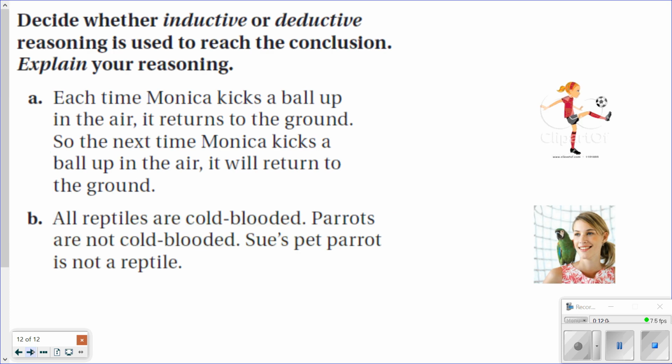And here's our last example. Now we're going to think back to inductive and deductive reasoning and telling the difference. So for part A, each time Monica kicks the ball up in the air, it returns to the ground. So next time Monica kicks the ball up in the air, it will return to the ground. Is this an example of inductive or deductive reasoning? The answer is inductive.